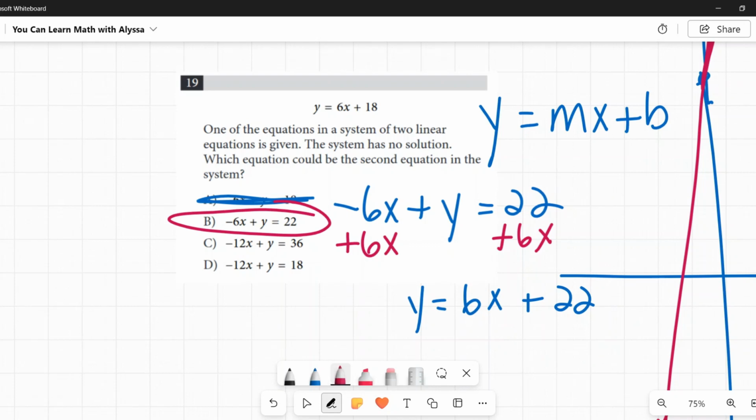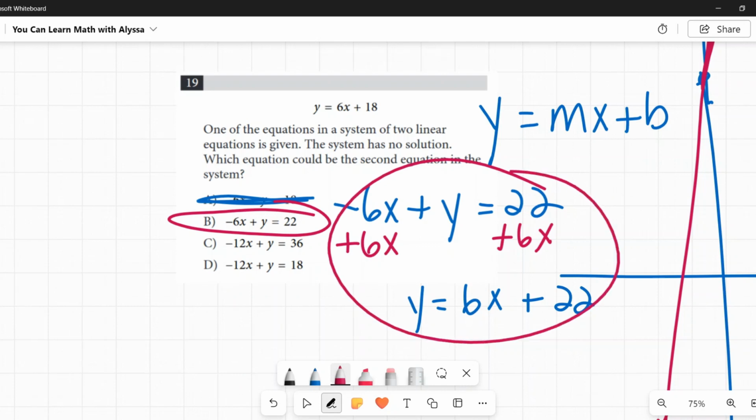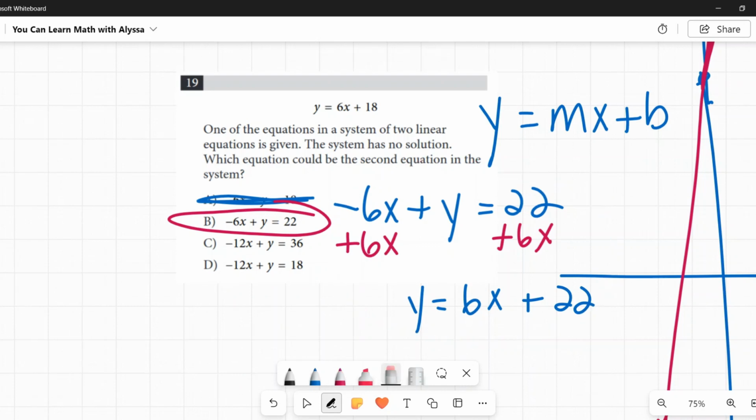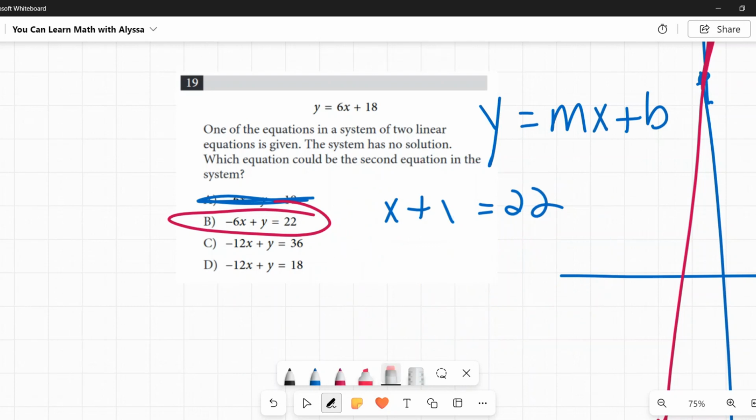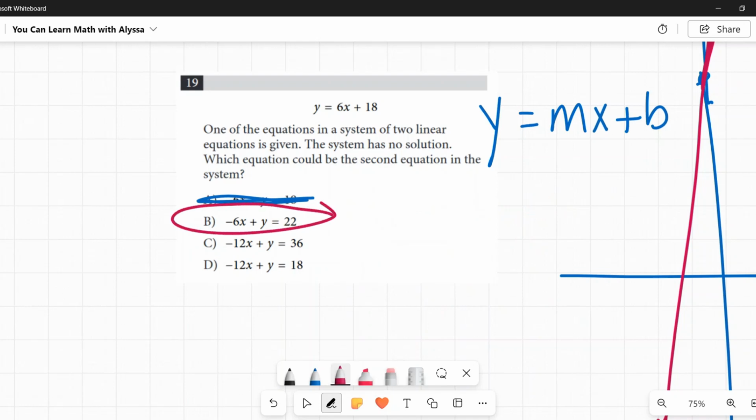If you went through and did C and D, for those you're going to get a slope of 12 for both of those when you go through this process. And again, that's not what we're looking for. It has to be the same slope. That's the only option. Has to be the same slope. B is my answer.